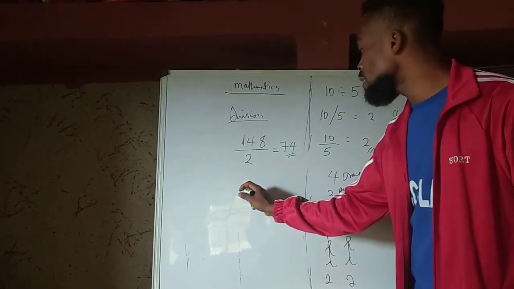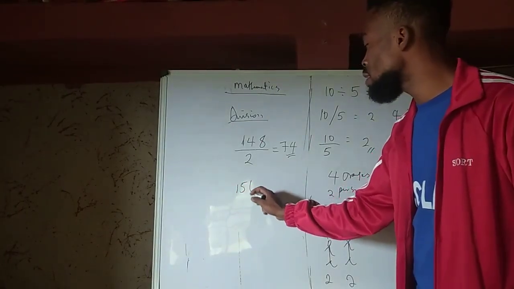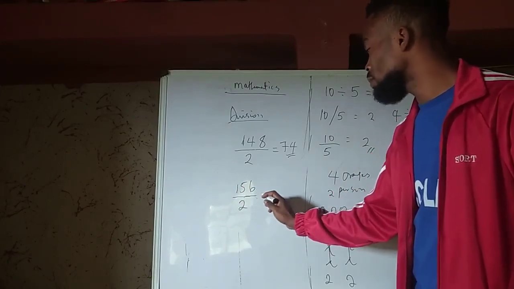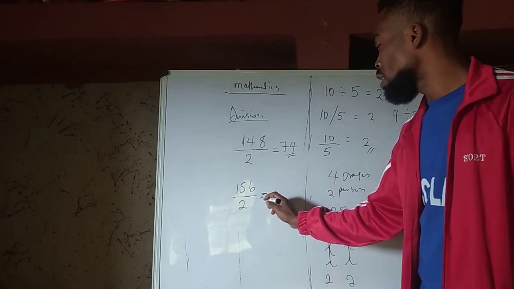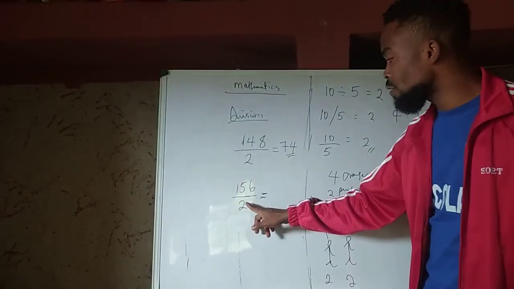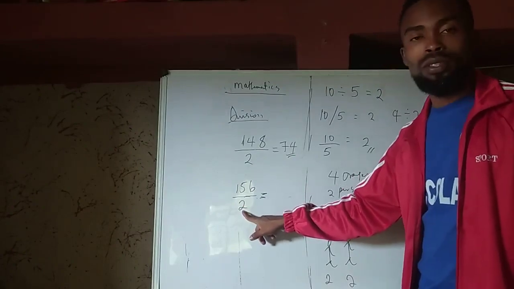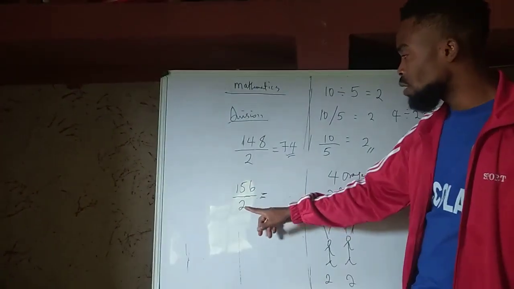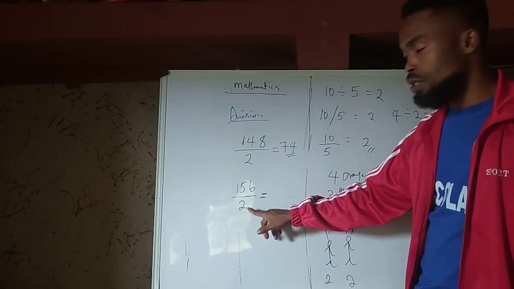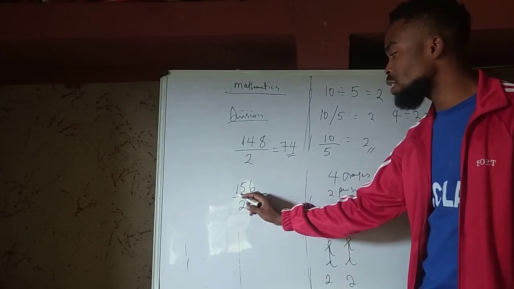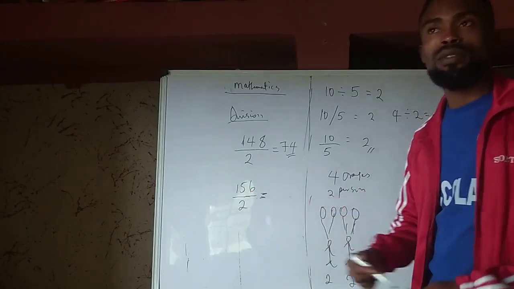Okay, so let's say I have 156 to divide by 2. 156 divided by 2. What I'll first of all do is 1 divided by 2, which we know cannot work, right? So once that is not obtainable, I'll take the 2 digits that follow, 1 and 5, 15. So 15 divided by 2.